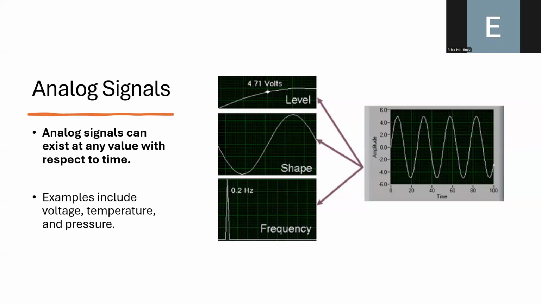And these analog signals are characterized by the level, the shape, and its frequency. The level basically refers to the values that the waveform can take. The shape refers to the form of the signal. For example, here we have a sinusoidal waveform that has a sine form. And also we can characterize the signal by its frequency. For example, according to this image, we know that this waveform has a frequency of 0.2 hertz.